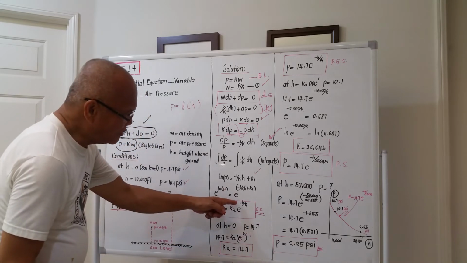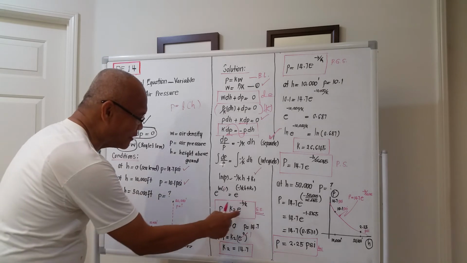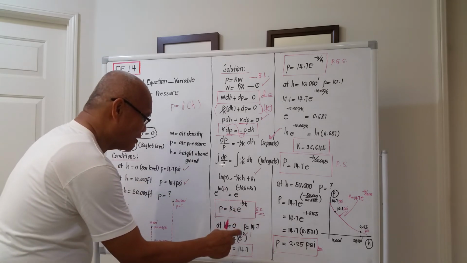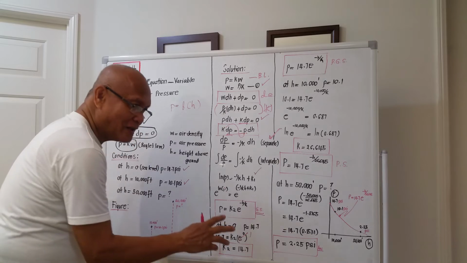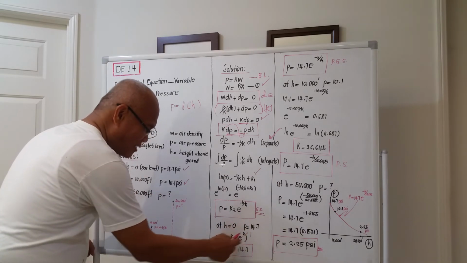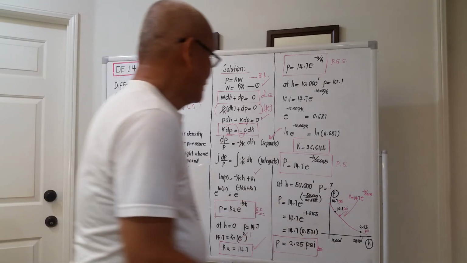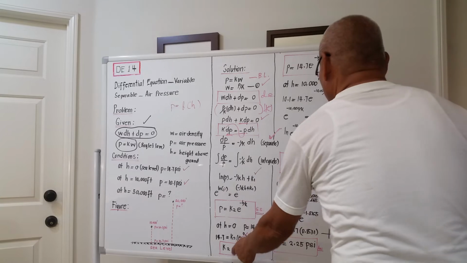Because minus 0 over K will still be 0. So this will become e to the 0, and any number raised to the 0 power is actually 1. So K2 times 1 is just K2. Therefore, K2 is actually 14.7. Okay? So we now know the value of K2.